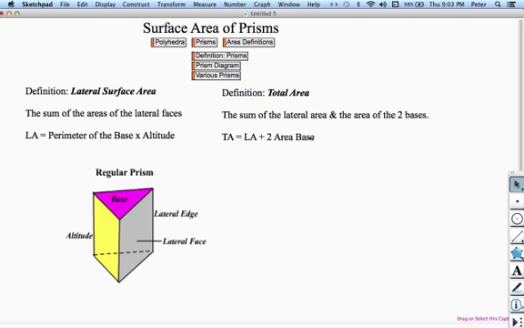Okay, Ramblers, there are two tutorials that really show you the shortcut for figuring out lateral surface area, so I really invite you to watch them.